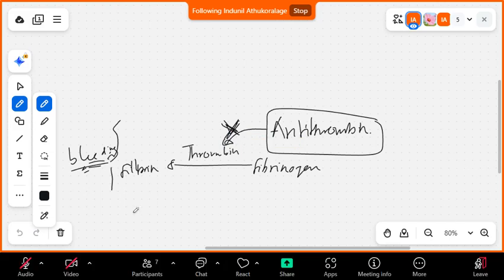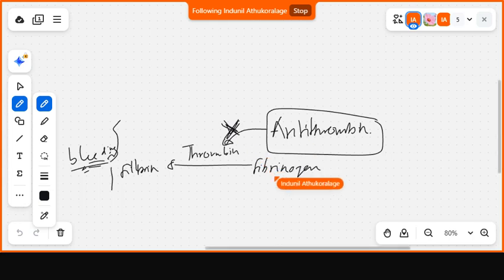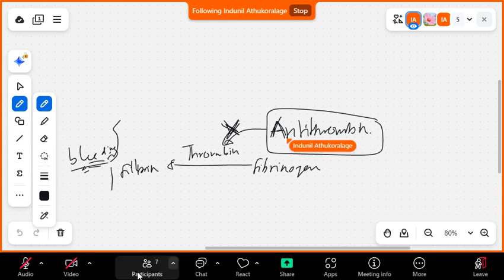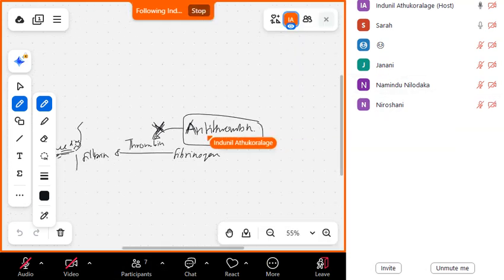Fibrinogen won't turn into fibrin. Yeah, fibrinogen will not convert to fibrin, right? So it will get reduced. So when more and more antithrombin is inhibiting thrombin, this process will be inhibited, right? So this is the natural pathway. When thrombin forms fibrin from fibrinogen, after some time antithrombin will be activated and inhibit thrombin.